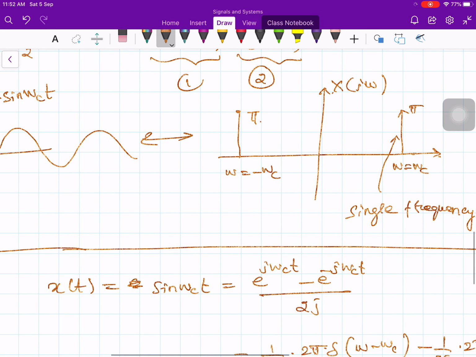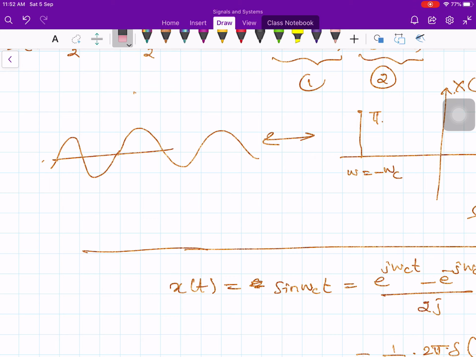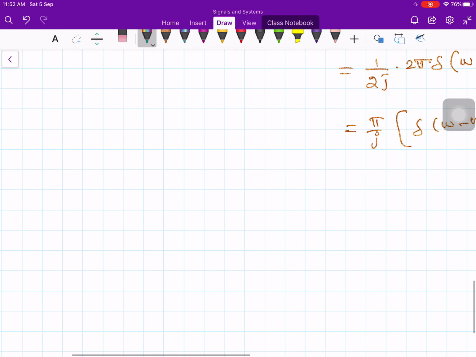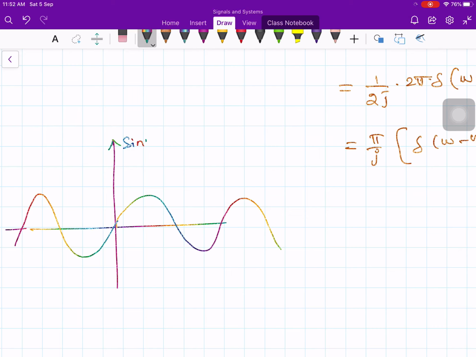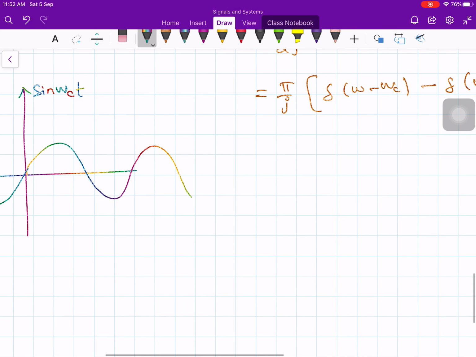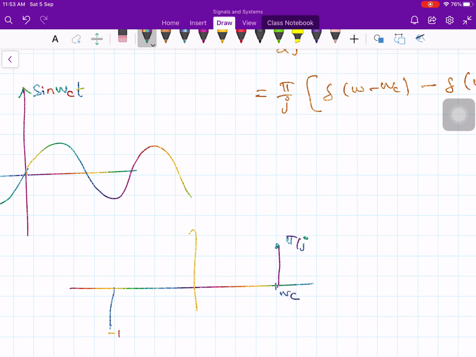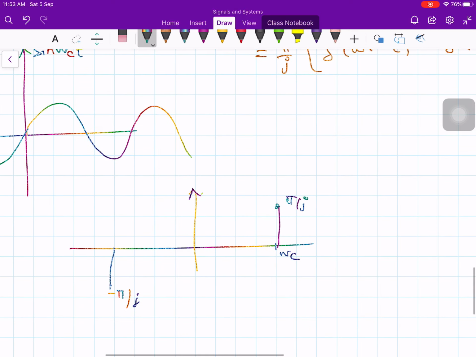This is sin, I'm sorry, sin omega ct, and in the time domain it is a sinusoidal function like this. But if you plot it in the frequency domain, you have one component at omega c with strength pi over j, and another one at minus omega c with strength minus pi over j. This is your X of j omega.